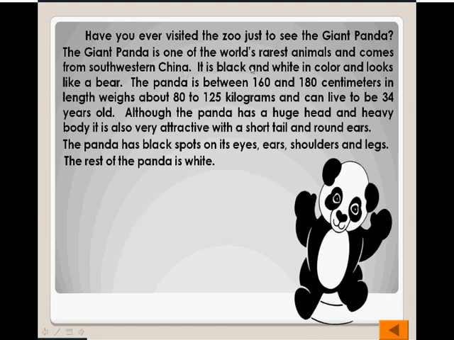So as it says here, it is the rarest. It means that you can't find it in all places, okay, and its number is getting less, and it comes from China. It is black and white in color and looks like a bear. The panda is between 160 and 180 centimeters in length, weighs about 80 to 125 kilograms, and can live to be 34 years old.